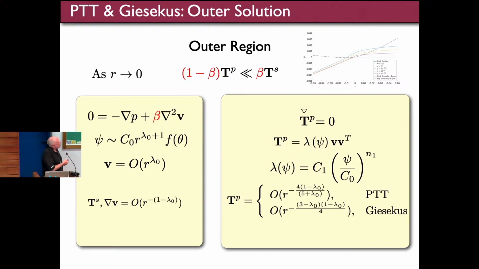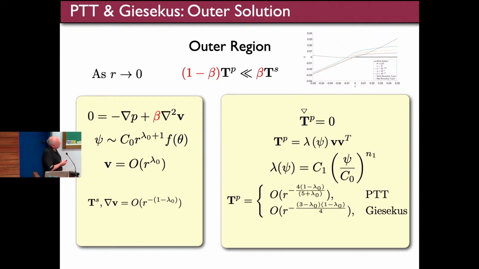In the viscoelastic constitutive equation, the upper convective term dominates. All the other terms are smaller. And there's an exact solution to that equation. It's quadratic in the velocity field, right? That's the dyadic product of V with itself. And there's an arbitrary function, and this arbitrary function is a function of the stream function. So in other words, it's constant along streamlines.